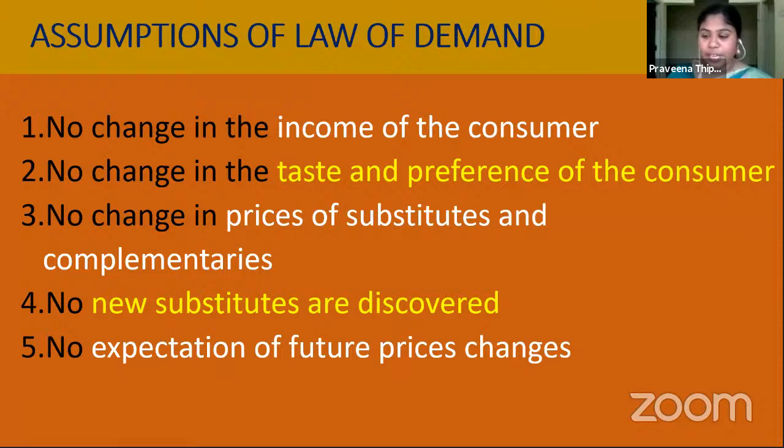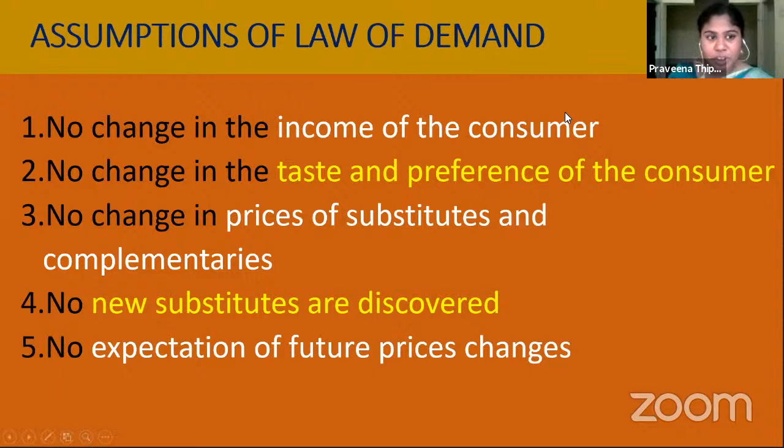Now, children, we have certain assumptions of the law of demand. It means that this law will be applicable only if the below mentioned points are fulfilled. So the first one is no change in the income of the consumer. Yes, we assume that there will be no change in the income of the consumer. If at all the income of the consumer increases, what happens? His purchasing power will increase. He'll try to demand more of the commodities. So in such cases, the law will not be applicable.